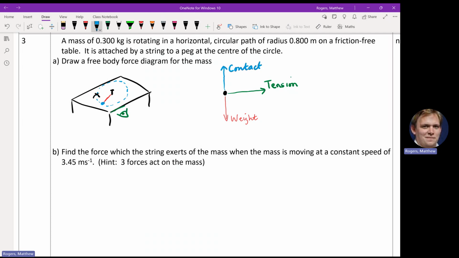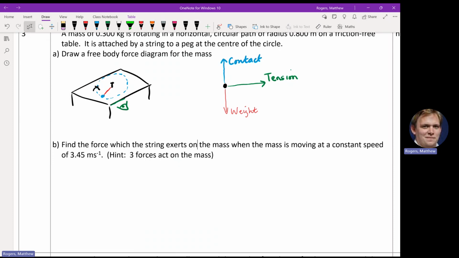B, find the force which the string exerts on the mass, when the mass is moving at a constant speed of 3.45 meters per second. So in this particular case, the tension provides the centripetal force. So we know the size the tension should have should be equal to mv squared over r.